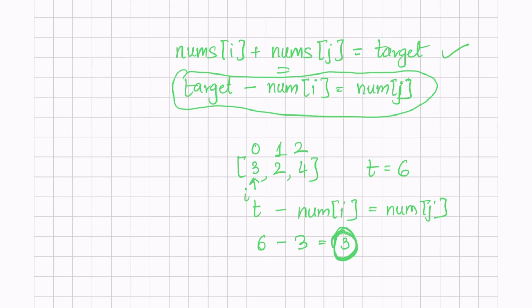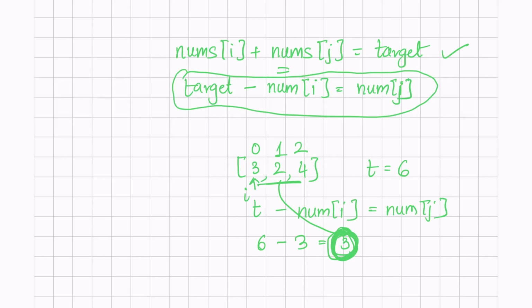Once we get the value of nums j, the next question then becomes, okay, can we easily find nums j in our input array, right? One way is to go through each number one by one, and then the time complexity becomes big O n square again, right? Because for each number, if you're going to go over each number again, it's going to be big O n square time complexity. Is there a better way?